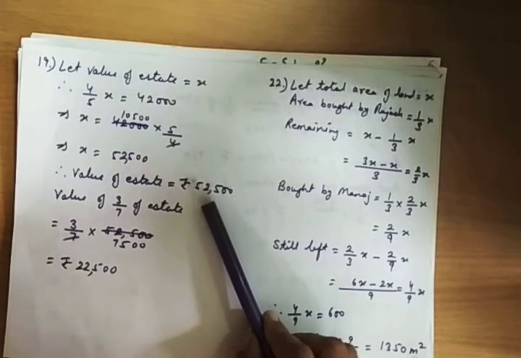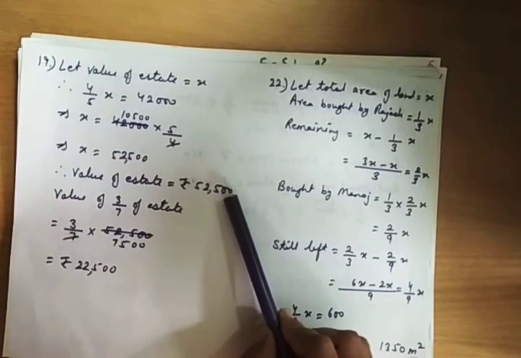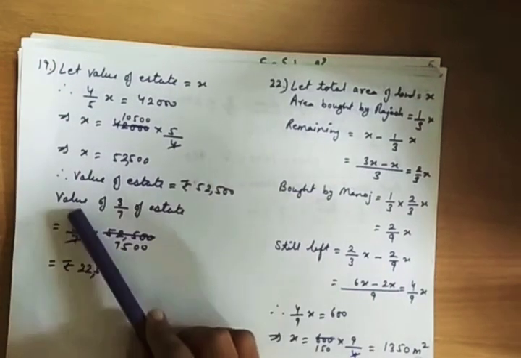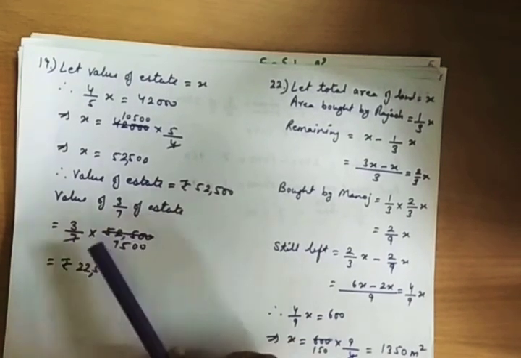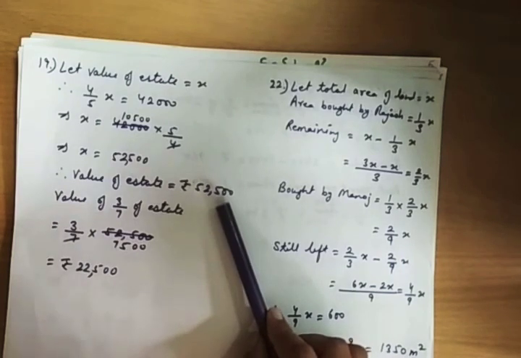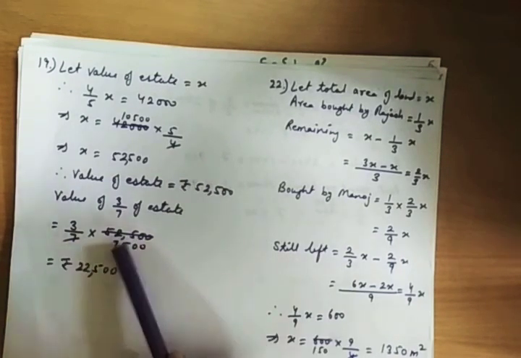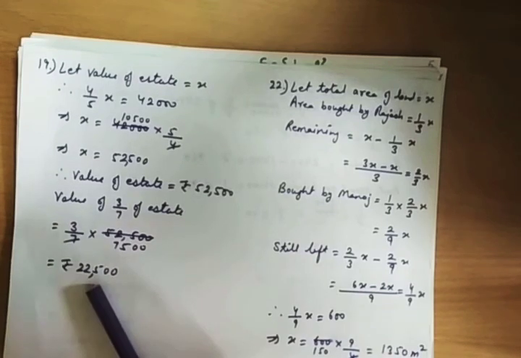So the first part was to find the worth of the whole estate, which we found as 52,500. Then we are asked to find the value of 3 by 7 of it. So how will we find the value of 3 by 7 of the estate? 3 by 7 of means multiply. What is the value of the estate? It is 52,500, so put the value here. Cancel 7 and 52,500, you will get 7,500. So multiply 7,500 with 3. You will get 22,500. So this is the value of 3 by 7 of the estate.